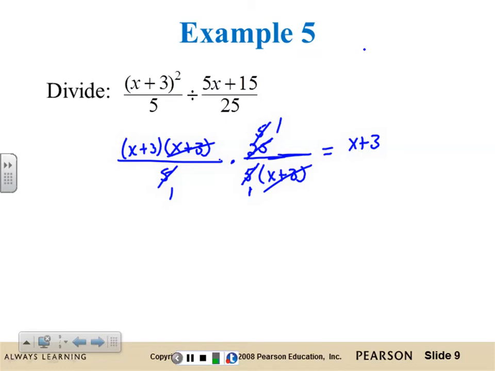And if there's a 1 on the bottom, I don't have to write it. But if there's a 1 on top, I do have to write it. So for example, if everything had canceled out on top to just 1, I would need to put that 1 there. But if everything cancels out on bottom, you can put the 1. It's not going to be wrong, but you don't have to put the 1.